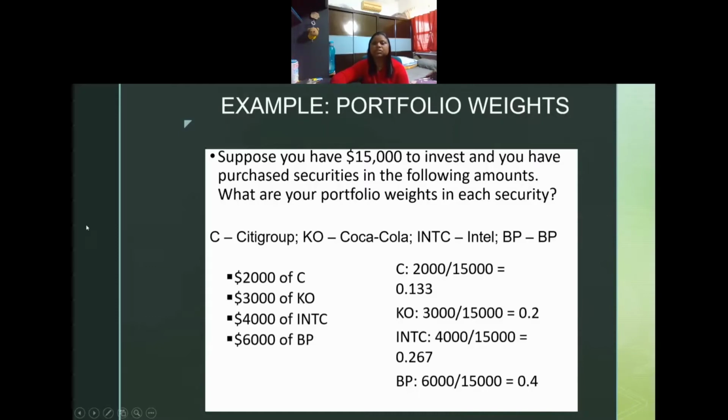All right. So how do you get it? Okay. So you have to take the 2000 divided by the invested money, 15,000, and you will get about 0.133. The same is applied to KO. So 3000 divided by 15,000, you get 0.2. INTC also the same. Take 4,000 divided by 15,000, you get about 0.267. And lastly for BP, take 6,000 divided by 15,000, you get about 0.4.